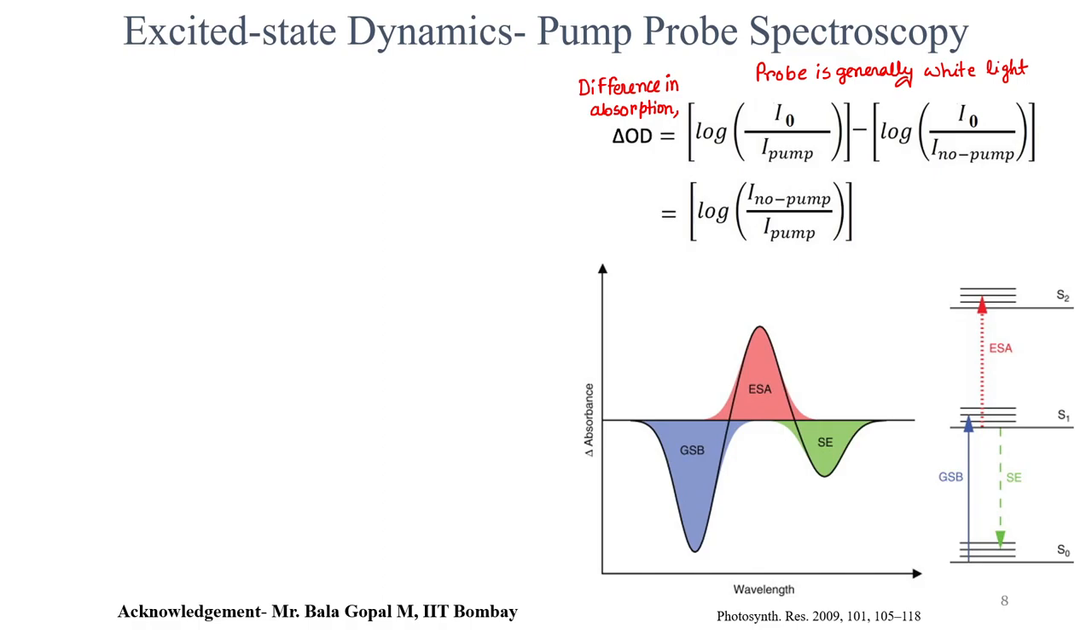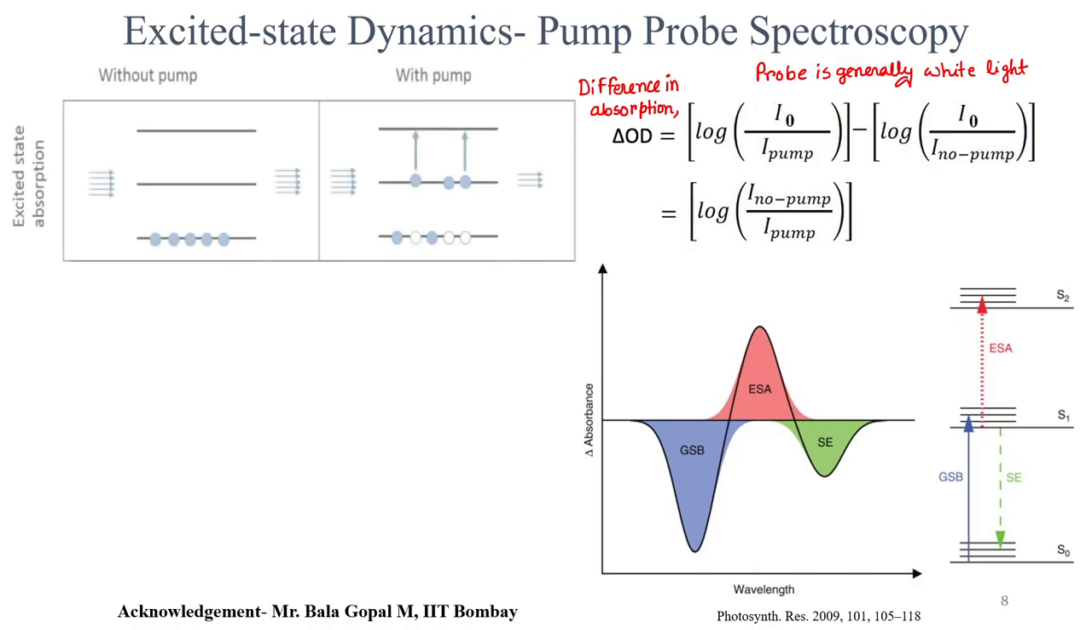Okay, so we have already established that my delta OD is going to be the logarithm of I no pump by I pump. So first, excited state absorbance, let us discuss this. We will discuss on the left hand side without pump and the right hand side with pump. See, when there is no pump, all the molecules are there in the ground state, right? So my probe light is not interacting with the excited state. So the transmitted probe light is not changed, it is the same.